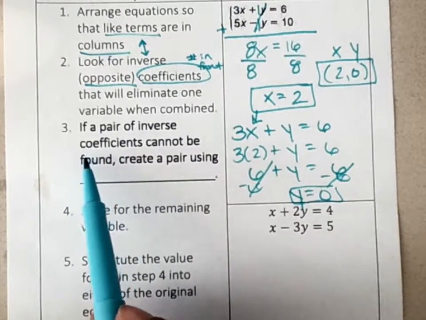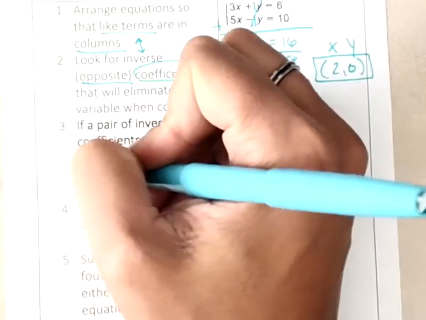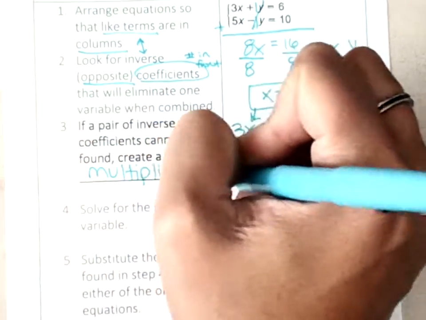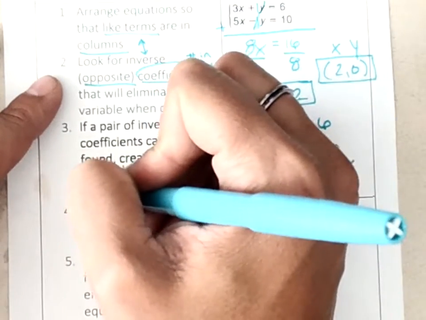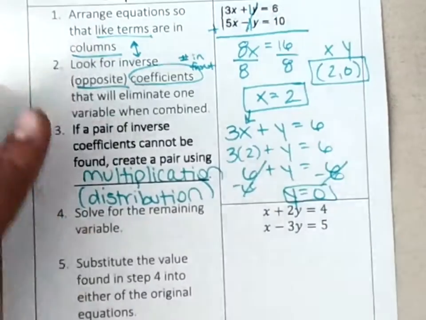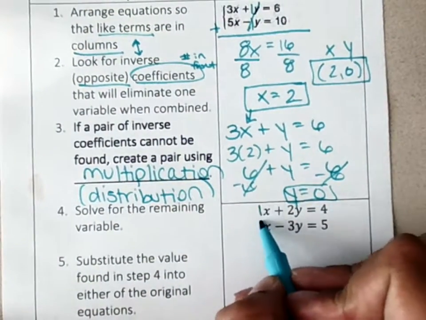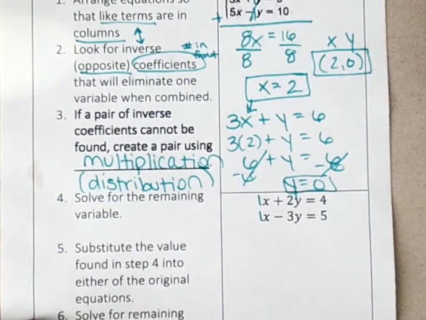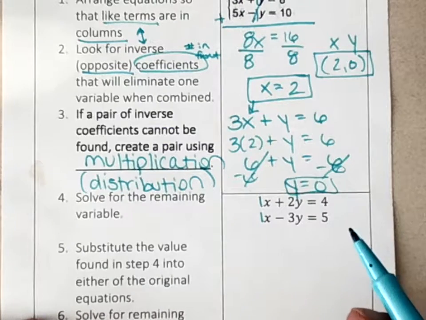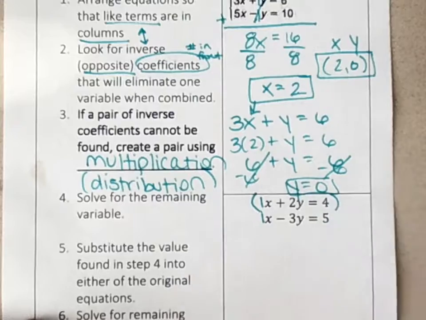If a pair of inverse coefficients cannot be found, create a pair using multiplication, or in other words, distribution. So I notice that my x's have the same coefficient. That's really nice because that means only one of them needs to change. They're both positive, so I just need to make one of them negative. And it doesn't matter which one. I'm going to choose to make the top one negative.